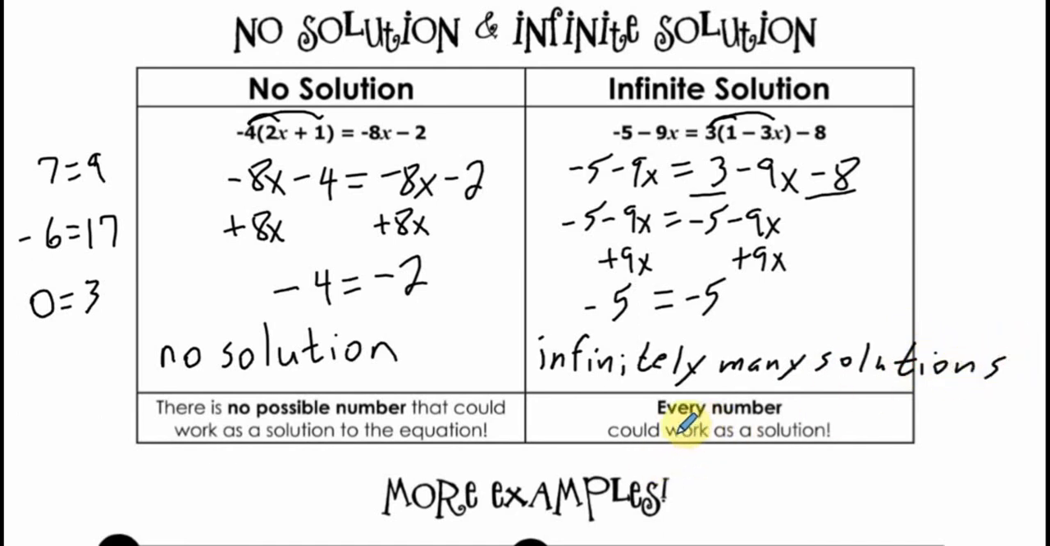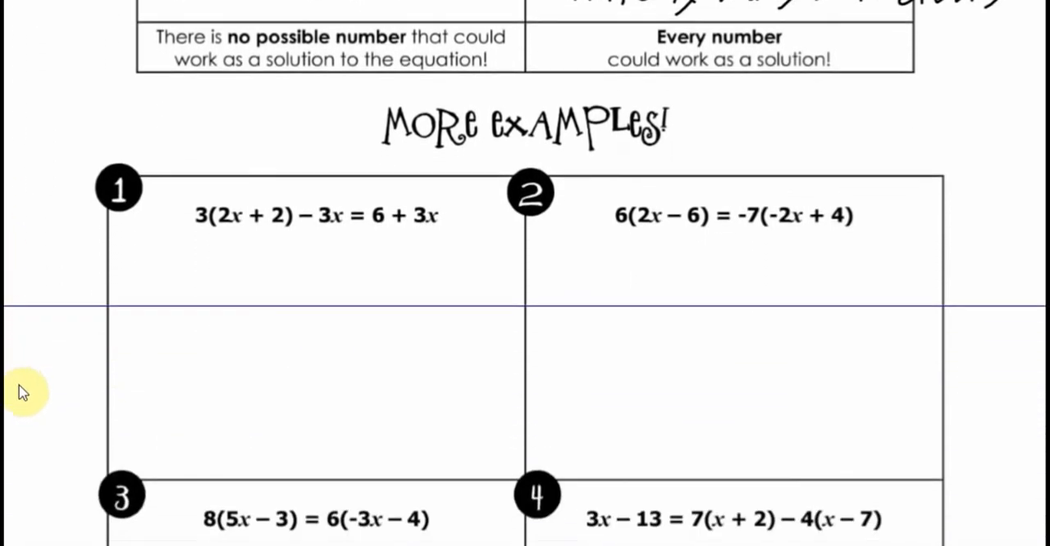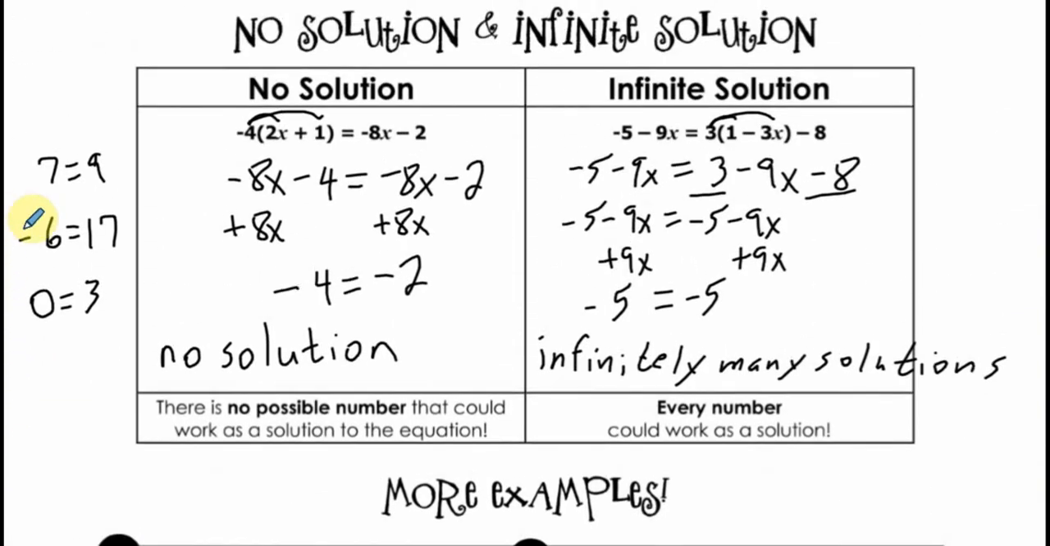And as you can see right below, it says every number could work. That's all that means is doesn't matter what x is. It's going to make left side equal to right side. All right, so I'm going to give you guys a moment here. So let me give you some more examples here. So negative 5 equals negative 5 means there's infinitely many solutions.